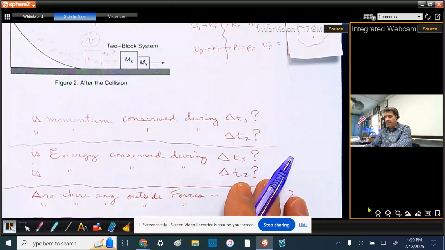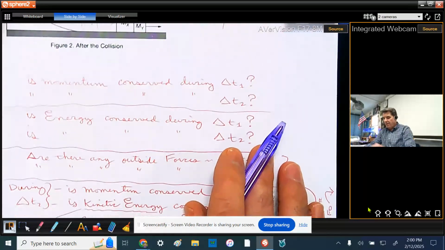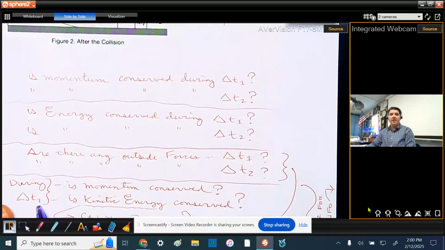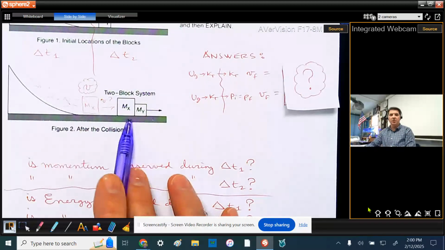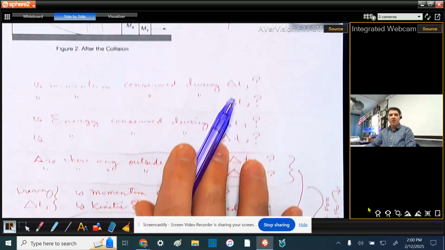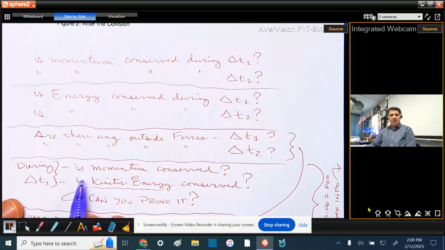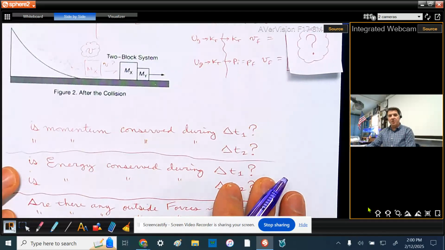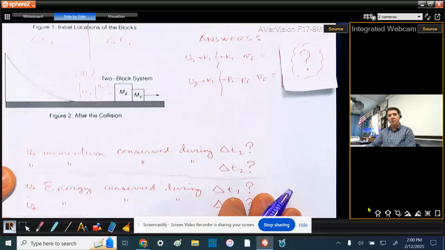And then finally, the last couple things here are during time frame 2 only, is momentum conserved? So just really looking at this, is momentum conserved? And during time frame 2, is kinetic energy conserved? And can you prove it? So the first question is momentum conserved during time frame 1 and time frame 2?